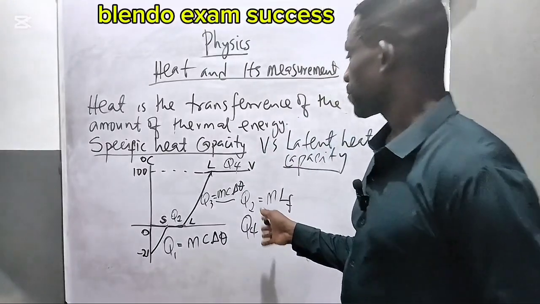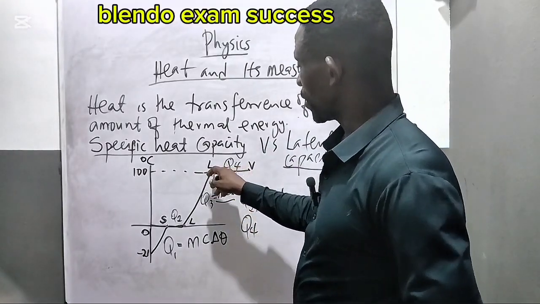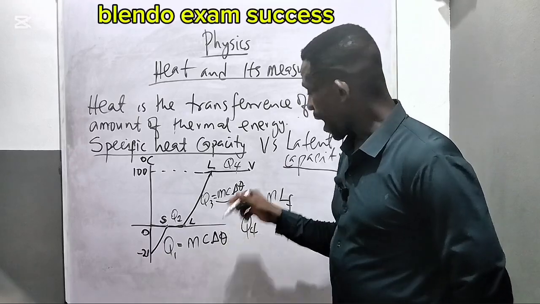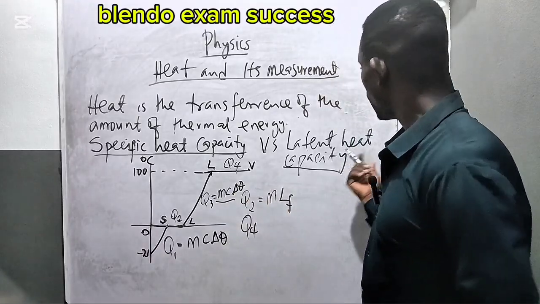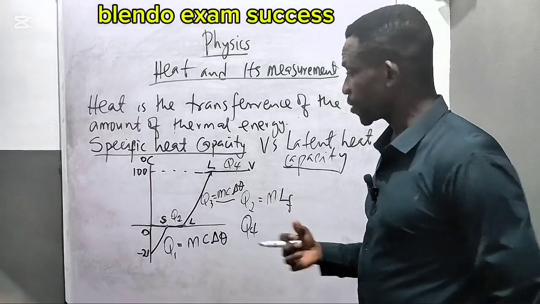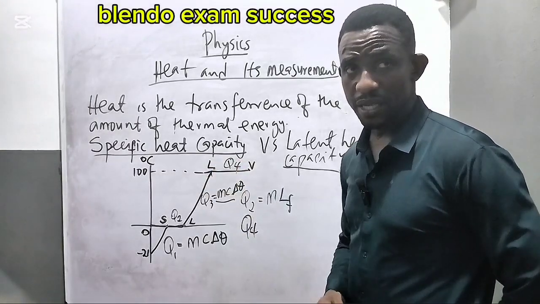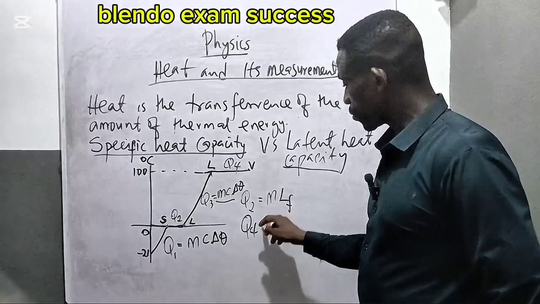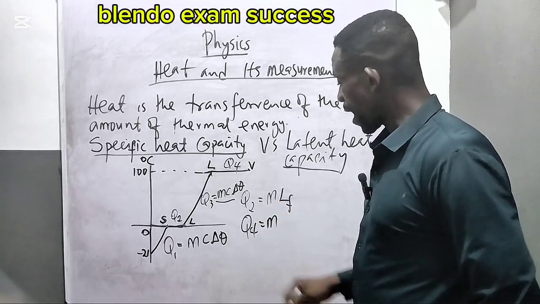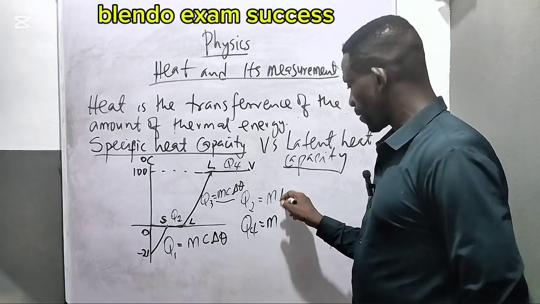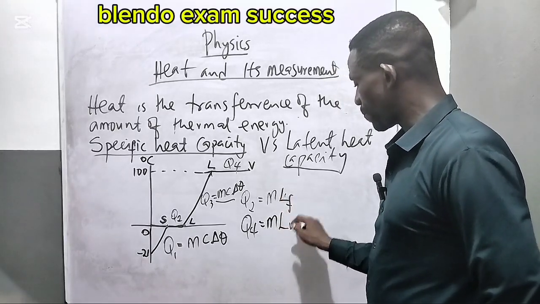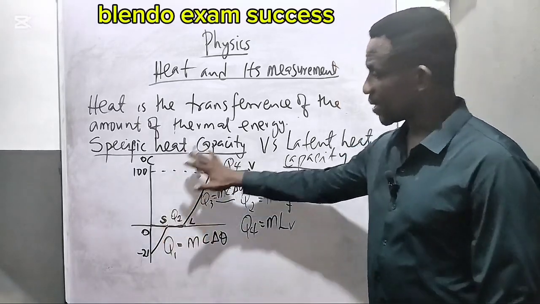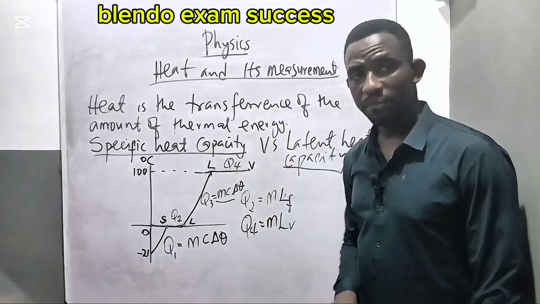At this point, the liquid is gradually turned into vapor at constant temperature. Latent heat of vaporization is responsible for breaking the bonds holding the liquid and turning it to vapor. So from here, you will have mass of water multiplied by latent heat of vaporization. This is how we can summarize heat and its measurement.